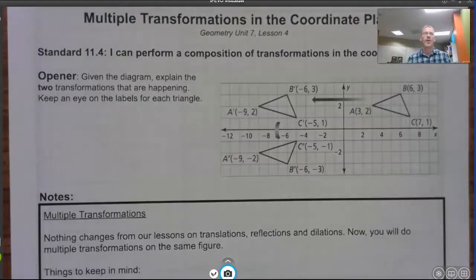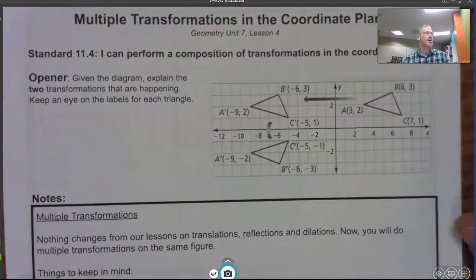All right, we're going to wrap up our unit on transformations with our final lesson today, which really is a cumulative review of everything we've done. And what we're going to do today is perform multiple transformations in the coordinate plane. So the good news is that there's really no new content, nothing new to teach you. It's just now putting those together in multiple steps, all right, to perform a composition of transformations.